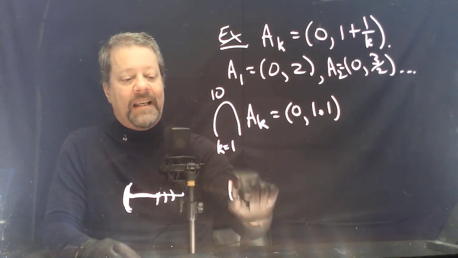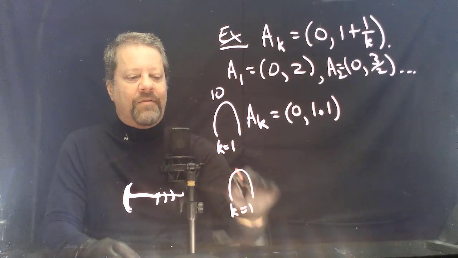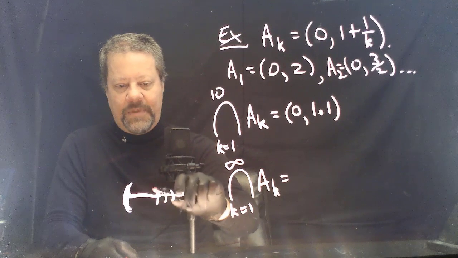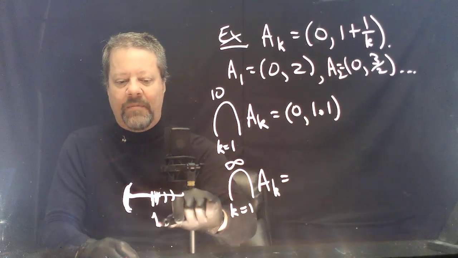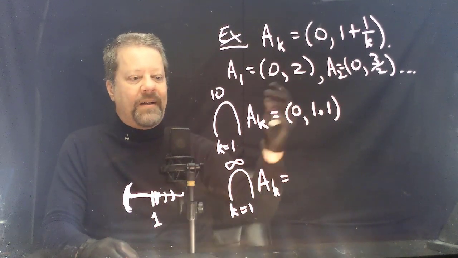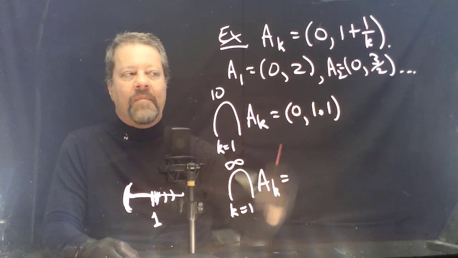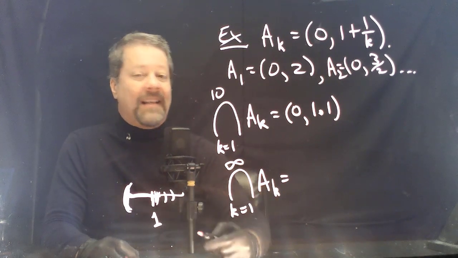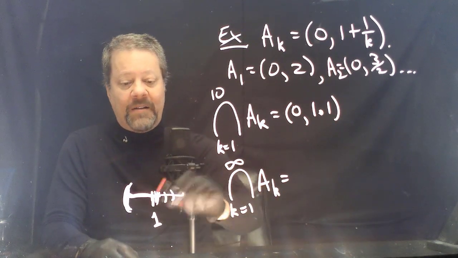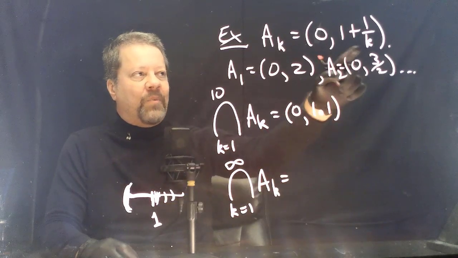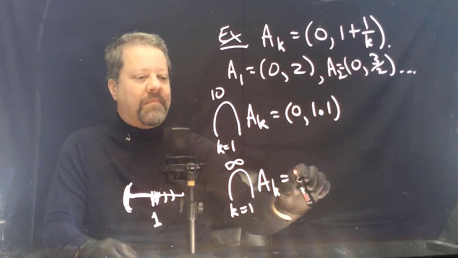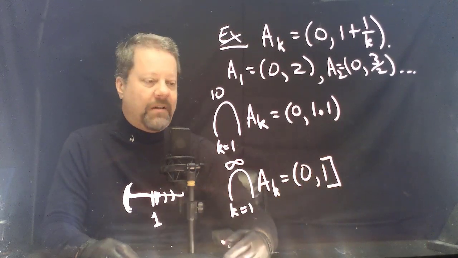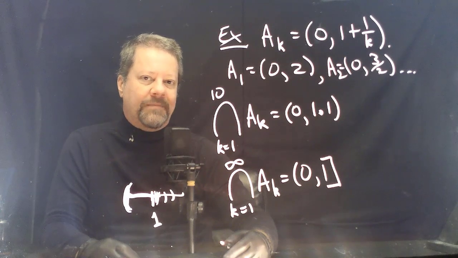Alternatively, if we take the intersection as k goes from 1 to infinity, what happens? It keeps getting smaller and smaller, but always bigger than 1. 1 is in all of these sets. Every set of this form has 1 in it. So 1 has to be in the intersection. But if anything is bigger, eventually you'll find an n so that 1 over n is smaller than that gap. And so the intersection now will be the half open, half closed interval from 0 to 1.